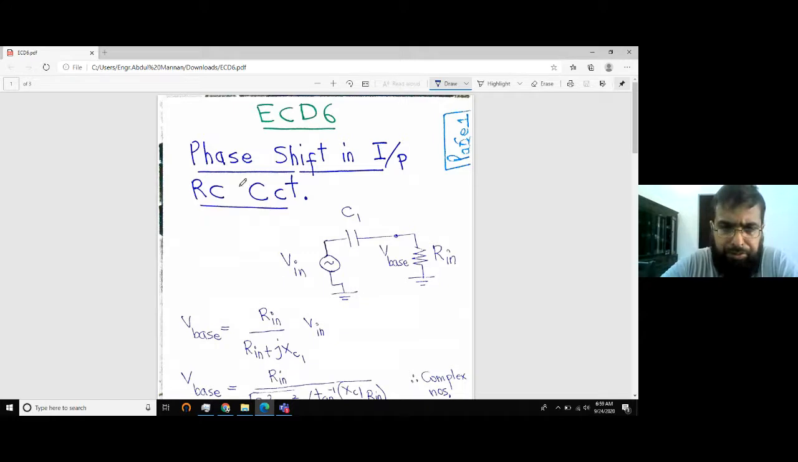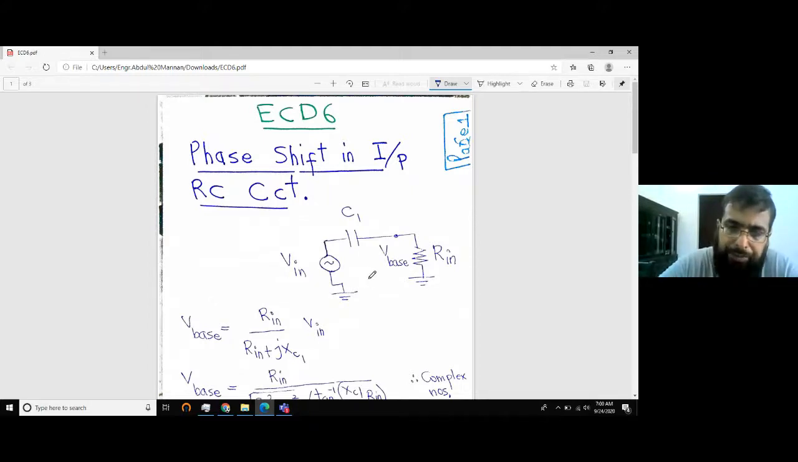We will study phase shift in RC circuit in this lecture. Actually, we have been studying voltage divider biased BJT amplifiers for the last couple of lectures, and we have studied that the input circuit is such that the applied input AC voltage sees capacitor C1 in series with the input resistance of the amplifier. The equivalent resistance of the input of the amplifier is called Rin, which includes R1, R2, and beta times Re.